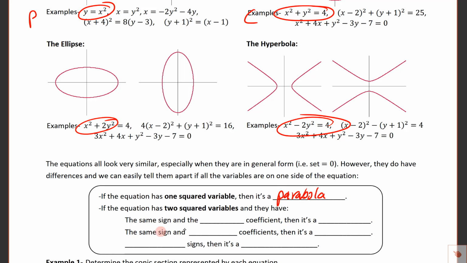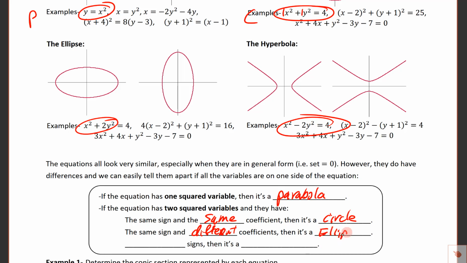If they have the same sign and the same coefficient, so that's this one right here, they're both positive, they both have a 1 in front there. If they have the same sign and the same coefficient, then it's a circle. Okay, I was going to write circle here. If they have the same sign but different coefficients, then it's going to be an ellipse.